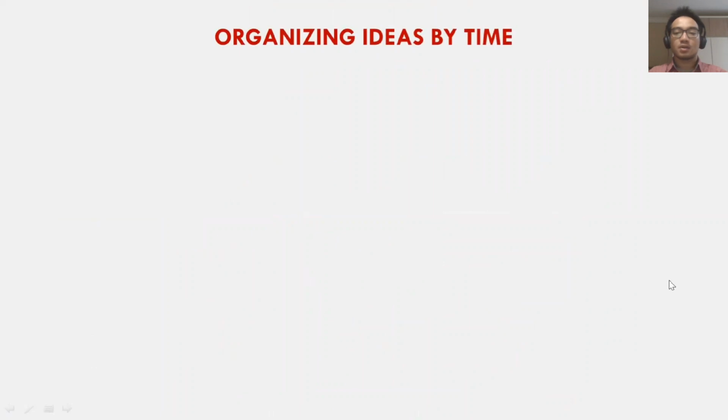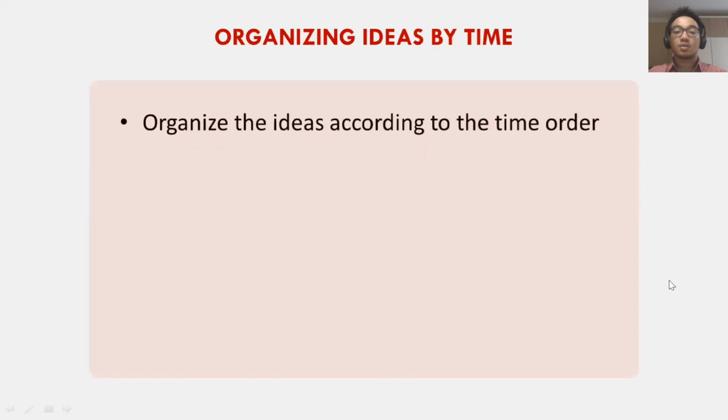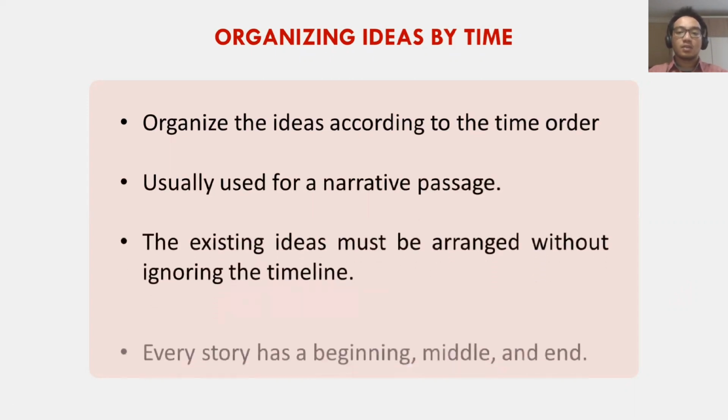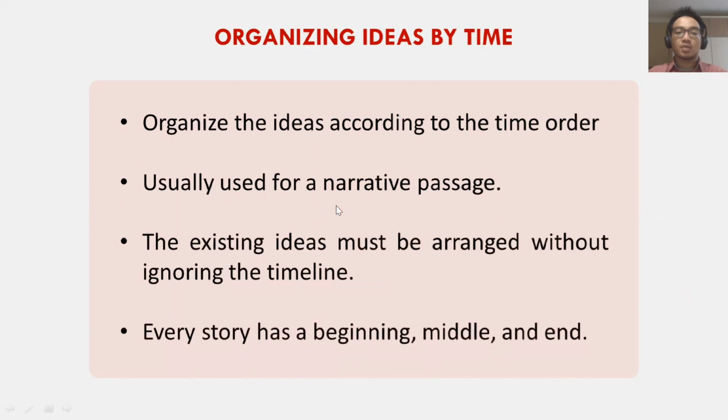We're going to the first discussion about organizing ideas by time. What is organizing ideas by time? When we are going to write, we must organize the ideas according to the time order, when the event occurred, when something happened. We usually use this method when we are going to write a narrative passage where the events are arranged according to the sequence of the scenes. Although we can use flashback or flash forward plot, the existing ideas must still be arranged without ignoring the timeline, so that the reader doesn't get confused about the sequence of events that we have written.